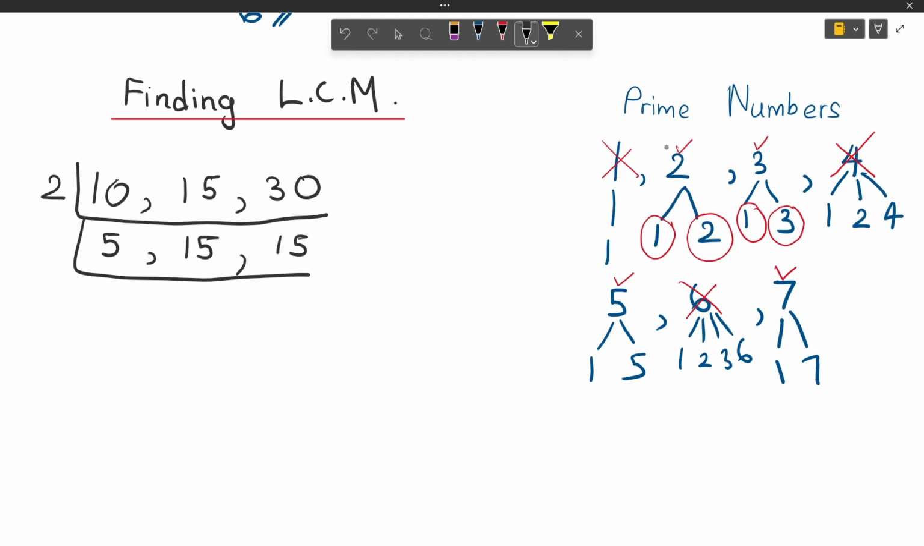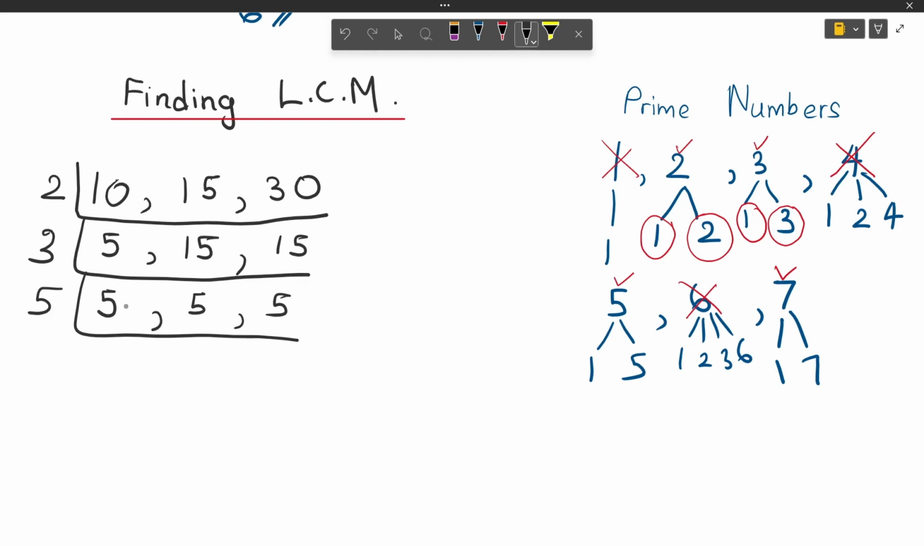Then the next prime number is 3. We write 3 here. Can we divide 5 by 3? No, we can't. So we write the 5 without changing anything. Can we divide 15 by 3? Yes, we can. We get 5. Okay. Can we divide all 3 by 3? No, we can't. So we can't put 3 here. We have to move to the next prime number. The next prime number is 5.